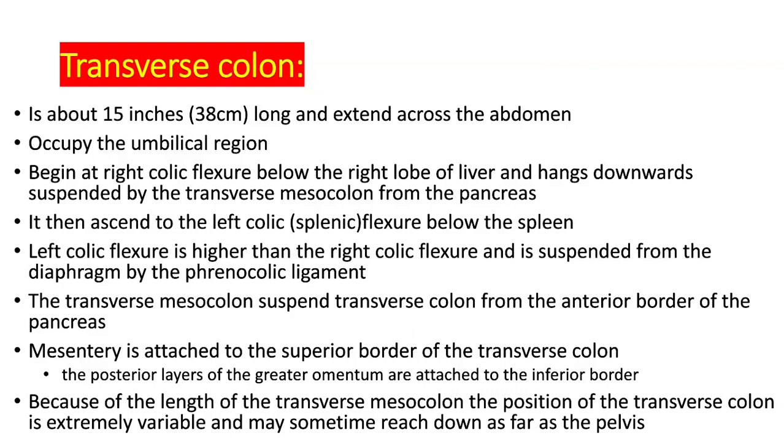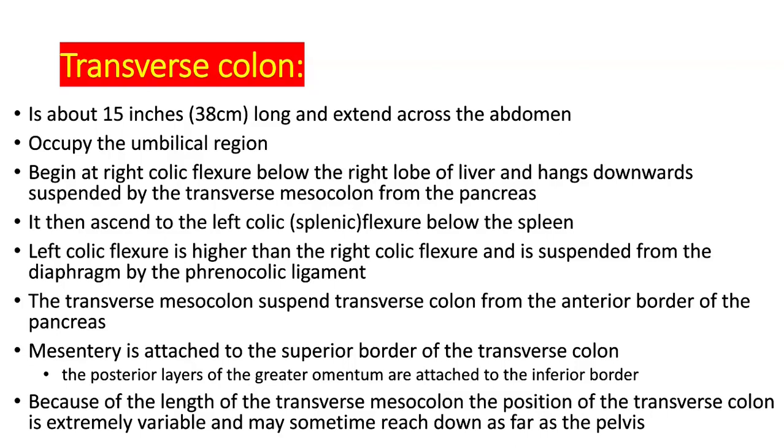Next, moving to the next part of the large intestine, which is the transverse colon. It is about 15 inches long and extends across the abdomen, occupying the umbilical region. It begins at the right colic flexure below the right lobe of the liver, and hangs downward, suspended by the transverse mesocolon from the pancreas. It then ascends to the left colic splenic flexure below the spleen.